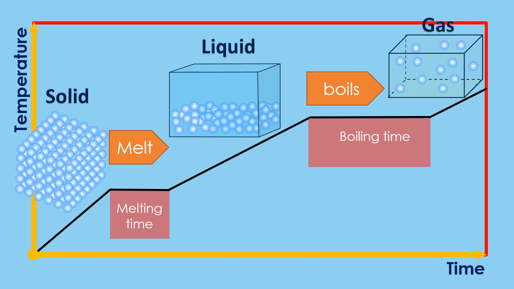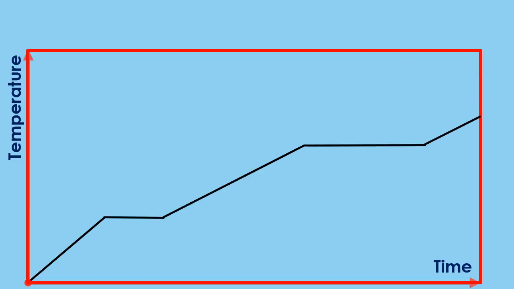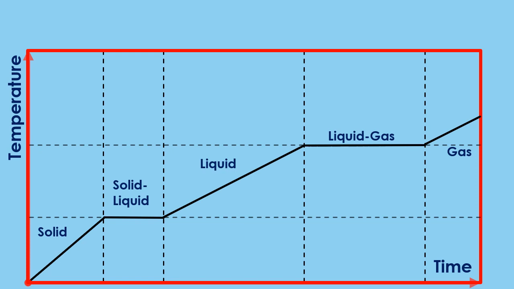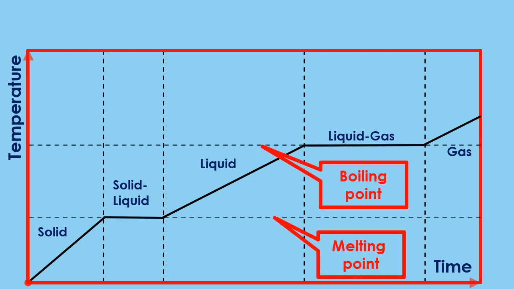Why does matter need more heat energy to change from a liquid to a gas than from a solid to a liquid? Let's first divide the graph vertically into the various states of matter. Solid matter turns into liquid. Liquid turns into gas. Also, we can divide the graph horizontally based on the state changing point. Here we have the melting point, and here we have the boiling point.